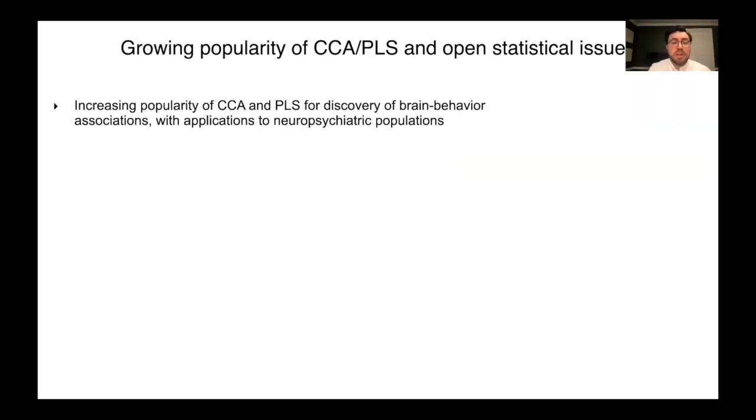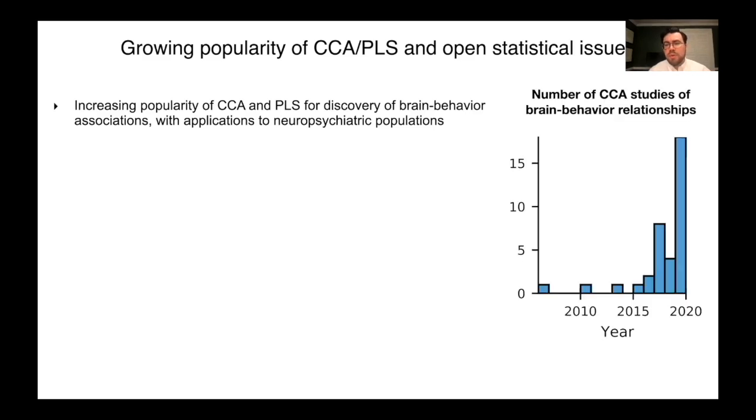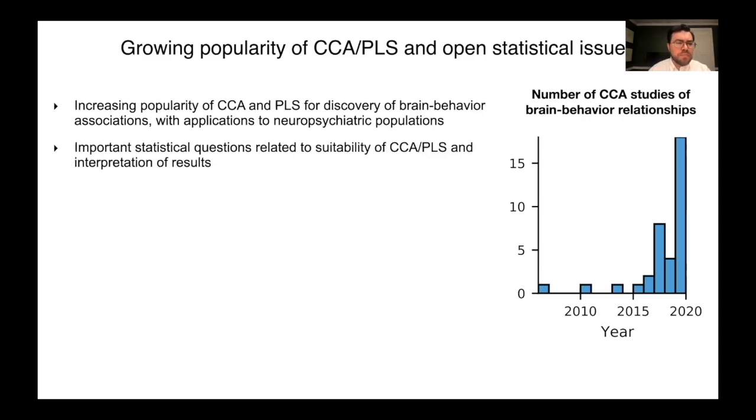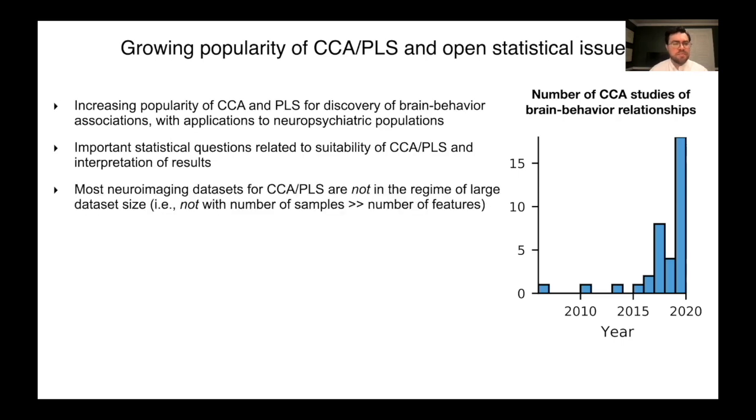As I mentioned, there's been growing popularity in these approaches, not only to study healthy human variation, but also application to neuropsychiatric populations. When we look at the literature of applying CCA to brain behavior relationships, we see a real explosion over the last 5 years. And I think that this literature raises important statistical questions related to the suitability of CCA and PLS, and to what degree we can interpret these results.